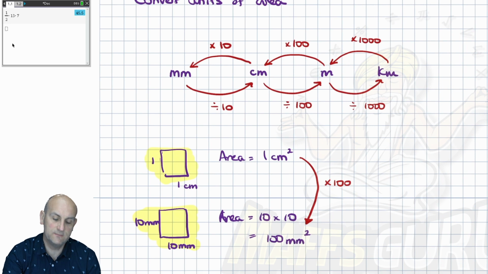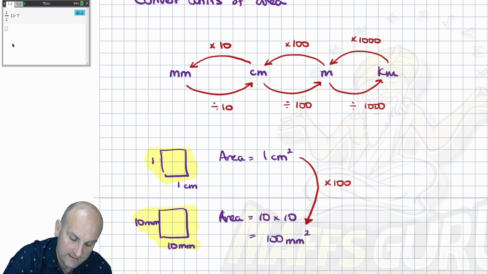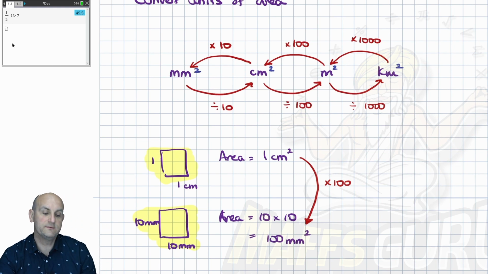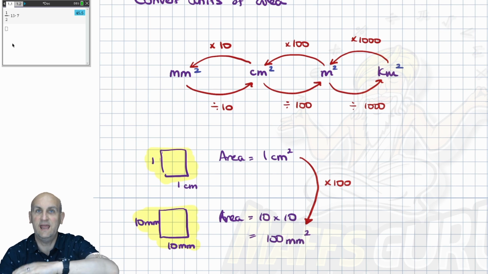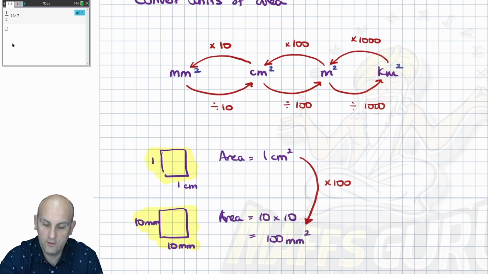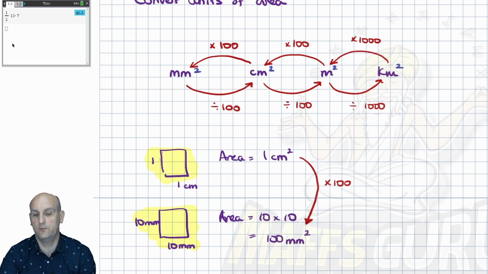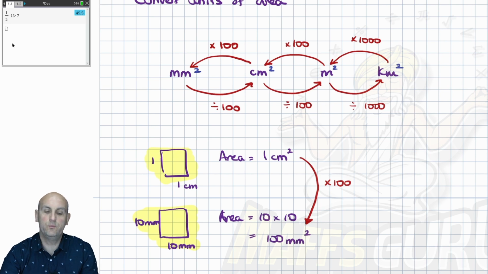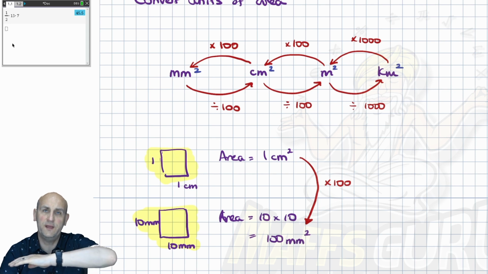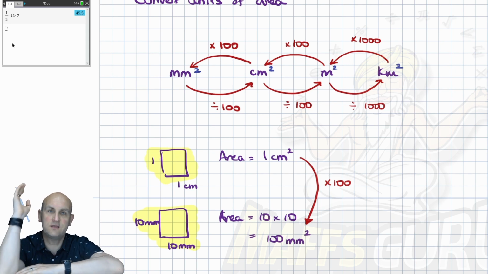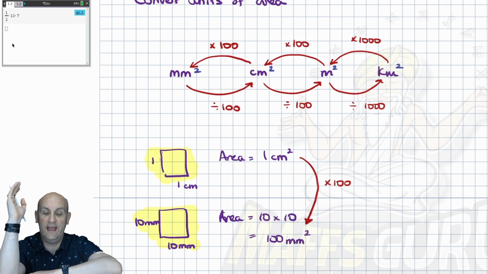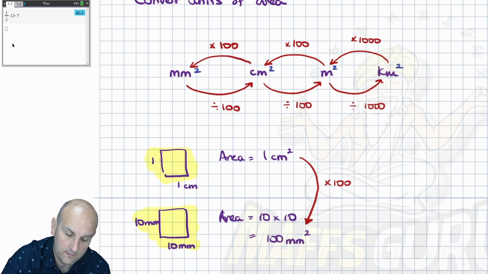So to go from centimeters squared, so now I'm going to start adding the squareds on, because these are my units, to millimeters squared, I actually times by 100. Now that's 10 times 10. So I must divide by 100 to go the other way around. Can you see what's going to happen with meters to centimeters? Well, we're going to times by 100 in one way and times by 100 in another way.